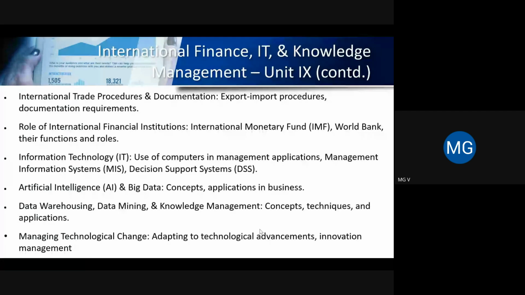Management information systems provide information to support managerial decision making. Decision support systems help managers analyze data and make complex decisions. Artificial intelligence involves developing computer systems that can perform tasks that typically require human intelligence, such as learning, problem solving, and decision making.